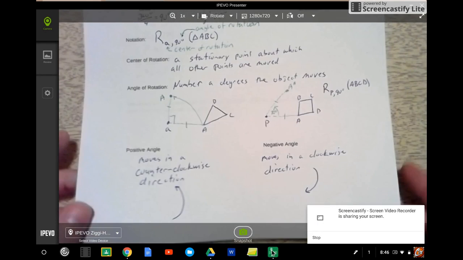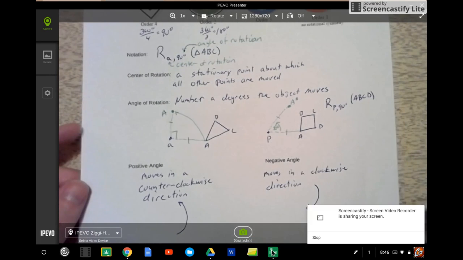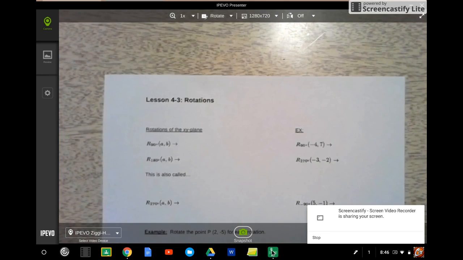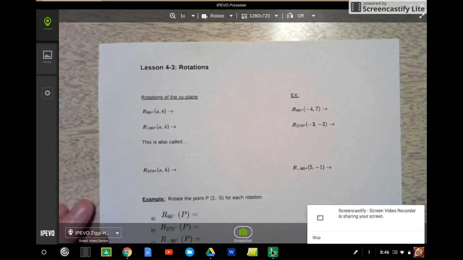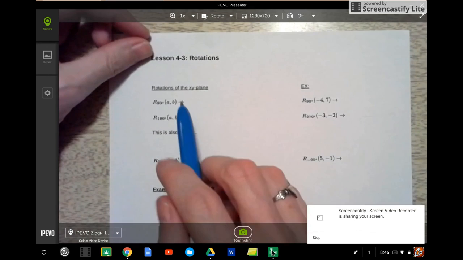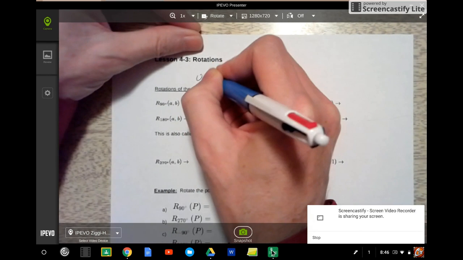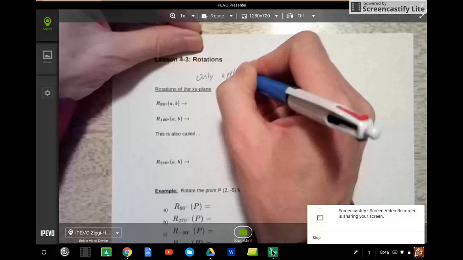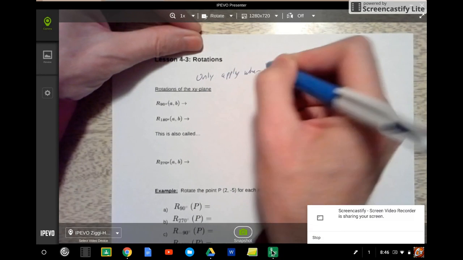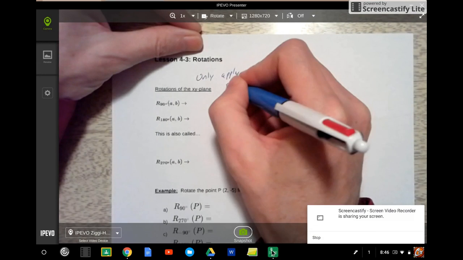So let's look at some special rules now that we know a little bit about rotations. Just like the reflection rules, we've got some special rules for special times. If we're rotating around the origin, okay, so all of these rules only apply when rotating around the origin.